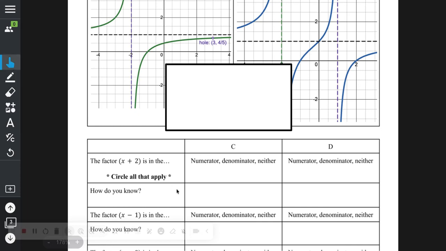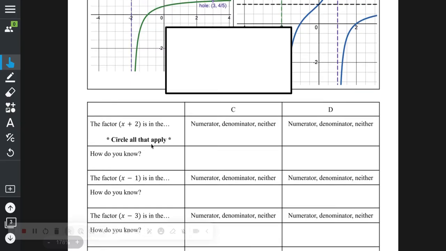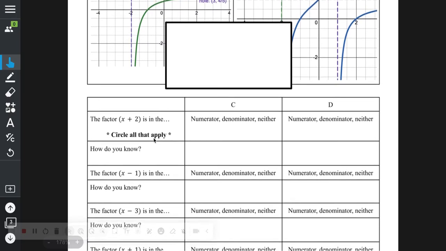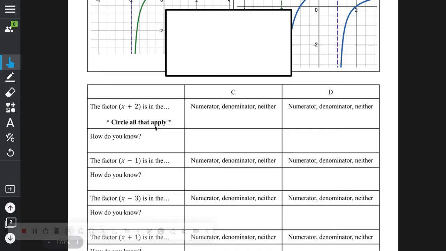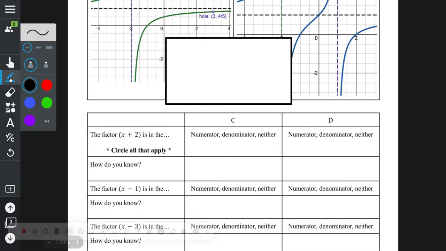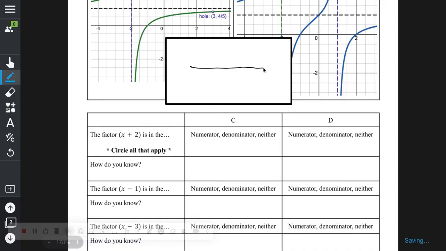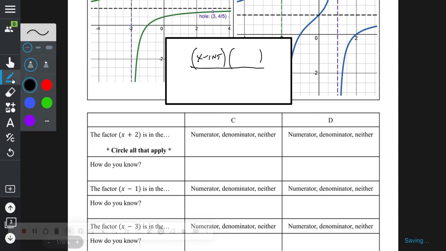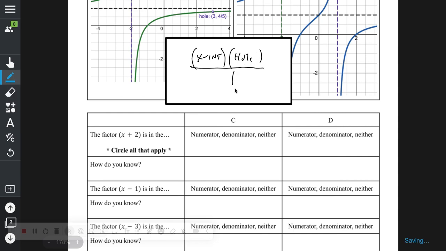Okay, these questions are going to test how well you remember rational functions, particularly the effect of zeros or roots. What you want to remember is that in a rational function, the factors on top will determine the x-intercepts. If the factor is repeated, it's a hole, so you'd have to see that same factor repeated top and bottom.